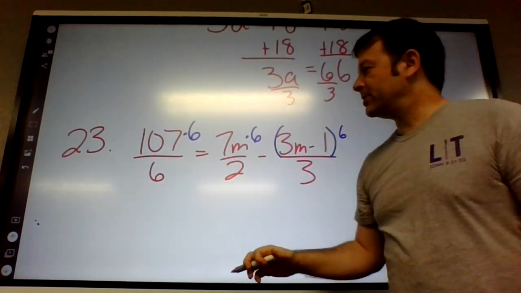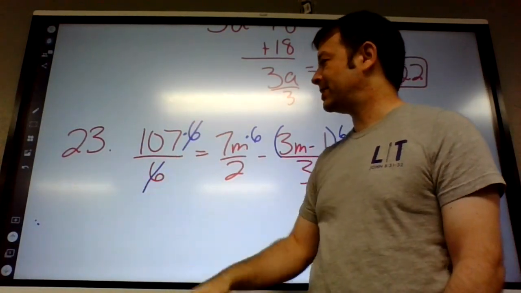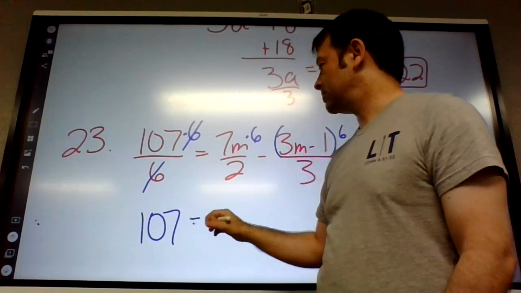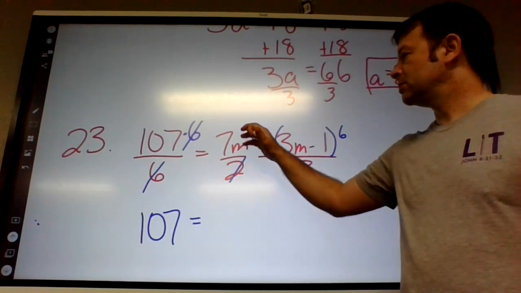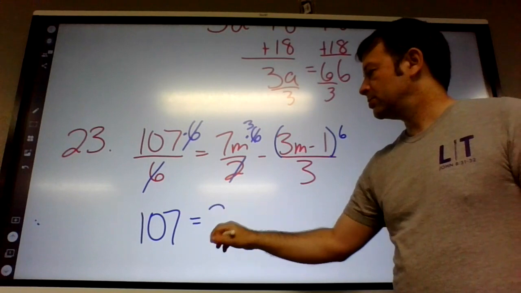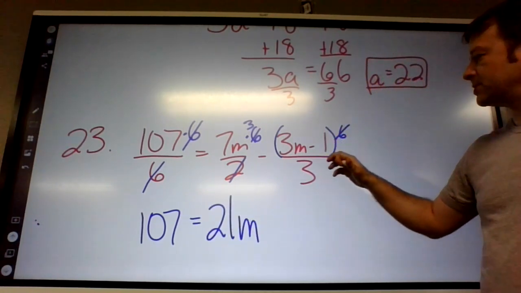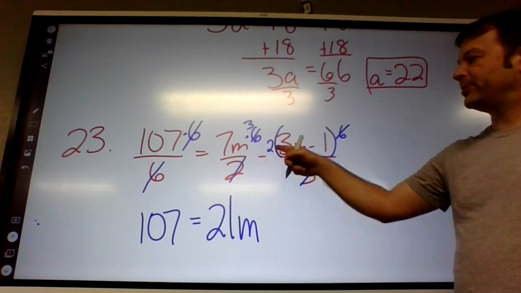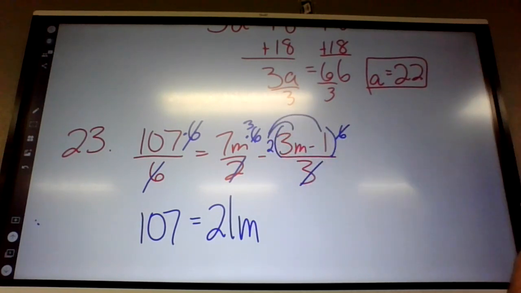Okay, on this one, the left term, that'll be the easiest because the sixes just cancel out. Yeah. So we got 107. And then you would divide the 6 by the 2, which would be 3. So that'd be 21m. Okay, and then this 6 divided by 3 is 2. It's another tricky one because there's a minus in front of this. So distribute out a minus 2, and what does that become?